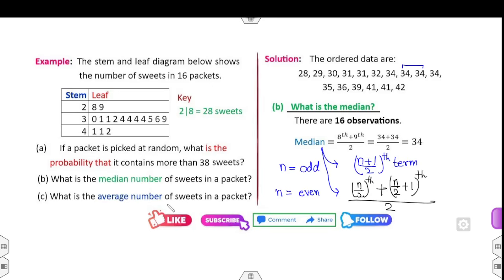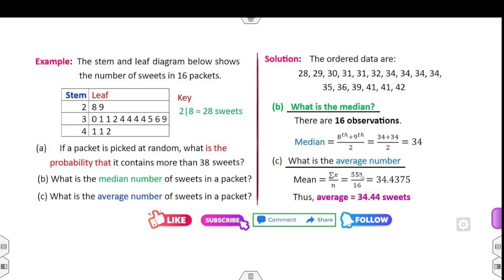What is the average number of the sweets? How can you find the average? Average means the total sum divided by total numbers. So numbers are my 16. I can add all these observations, 28 plus 29, and that comes to 551 divided by 16.